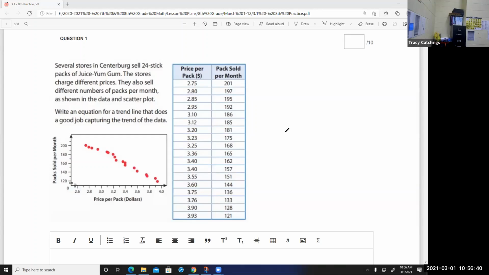All right, number one. Several stores in Centerburg sell 24 stick packs of Juice Yum gum. The stores charge different prices. They also sell different numbers of packs per month, as shown in the data and scatter plot. Write an equation for a trend line that does a good job capturing the trend of the data.